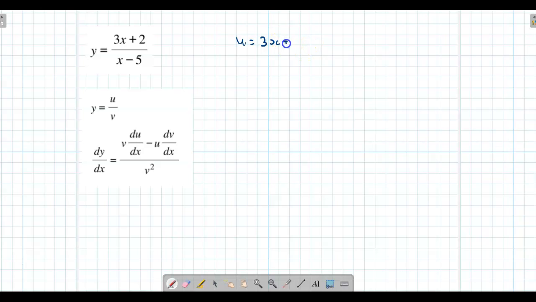I need u, which is the top, and v, which is the bottom. I need to differentiate both, so I need dv by dx, I need du by dx. I just need to put it into this formula. So du by dx, that's quite a simple one to differentiate. In fact, both of these are nice and simple for differentiation. That's 3. dv by dx is just 1.